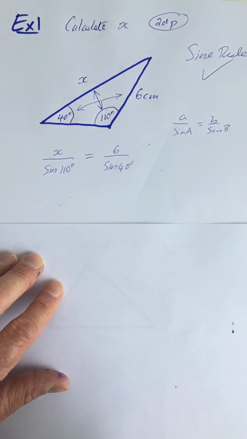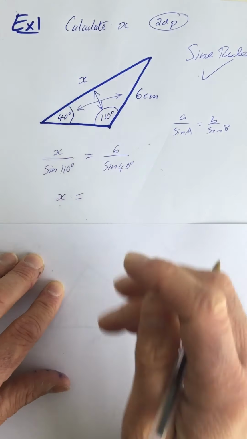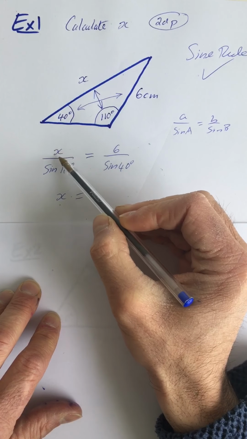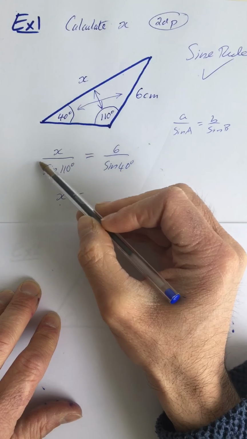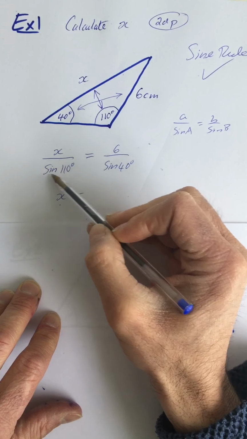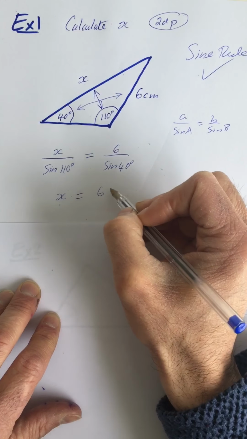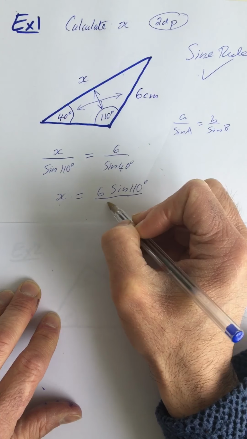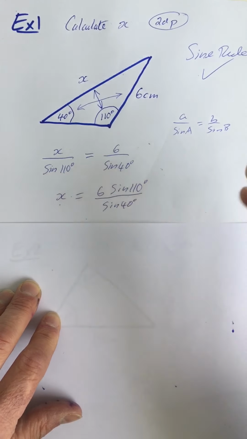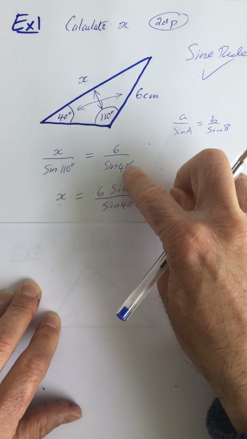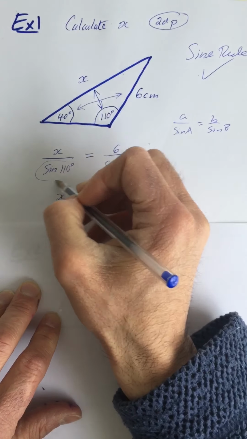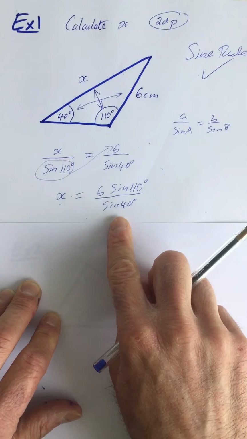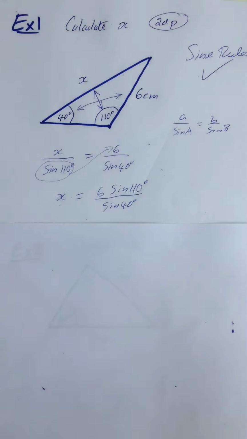Now, we want to get x on its own. What's this sine 110 degrees doing with the x? Well, it's x divided by sine 110. And to get rid of a divide by sine 110, we bring it over and multiply it. So we're going to have 6 multiplied by sine 110 degrees over sine 40. Notice that the 6 over sine 40 is still there. I just brought the sine 110 over and multiplied it by the top. And the good news is we can type this into our calculator and we're done.